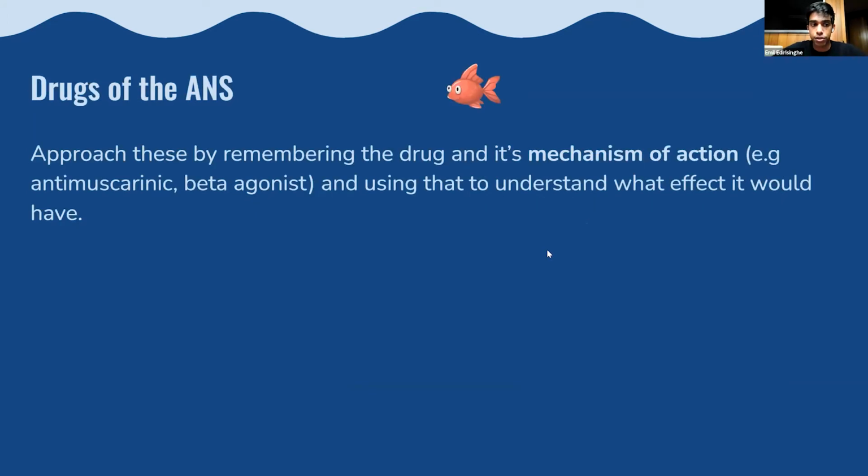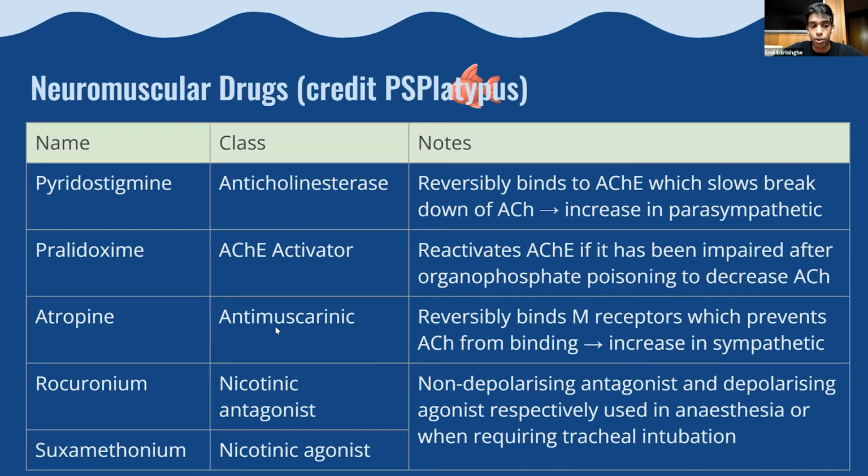So now we get to the drugs of the autonomic nervous system. And I think the best way to approach these is just by remembering the drug and its mechanism of action, and then using that information to understand what effect it would have. So now we'll get onto this sort of meaty part of the lecture. I won't bother going through all of these drugs, but it's important to think about what types of drugs they are, and therefore the action and what they do comes together quite intuitively.